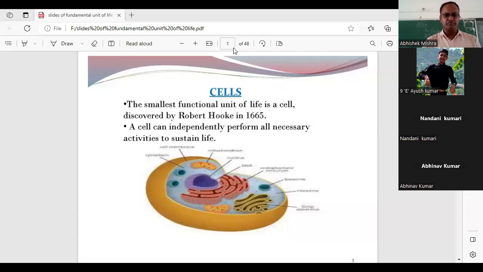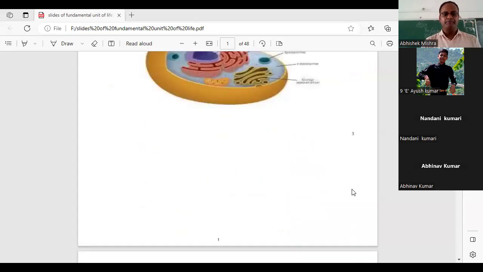Yes, Nandini, correct. You have written the answer in the chat box: bark of the tree. Okay. Now, the cell is called the structural and functional unit of life because it carries out the basic processes, the basic functions of life.